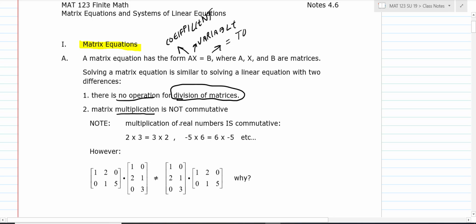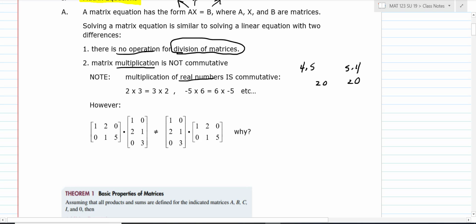You're familiar with real numbers. It is commutative, like 2 times 3 is the same as 3 times 2, and so forth. So anytime that you take any two real numbers and multiply them backwards, you still get the same answer. But it doesn't work on matrices. Matrices aren't necessarily commutative, and here's why.